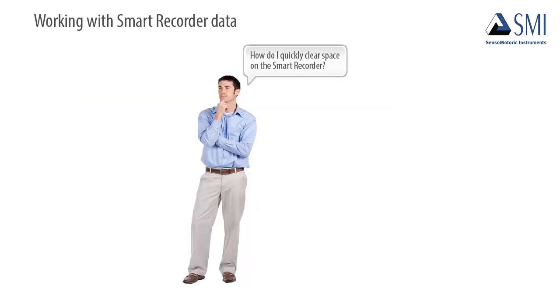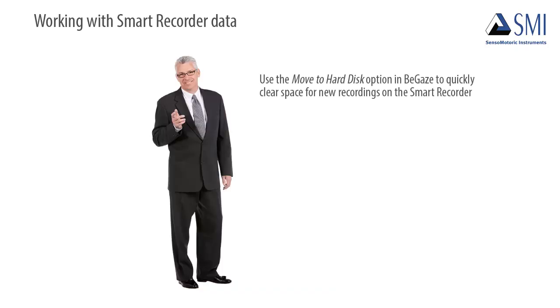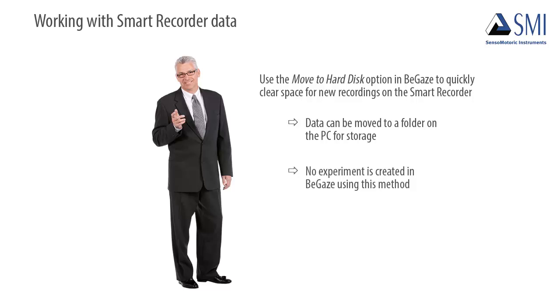Let's look at how to quickly clear up space on the SmartRecorder. The Move to Hard Disk option in BeGaze allows you to quickly clear space on the SmartRecorder. This option allows you to move data into a folder on the PC in order to store the data. No experiment is created in BeGaze, but it is possible to create an experiment later using this data.